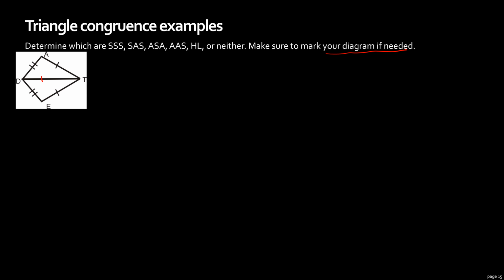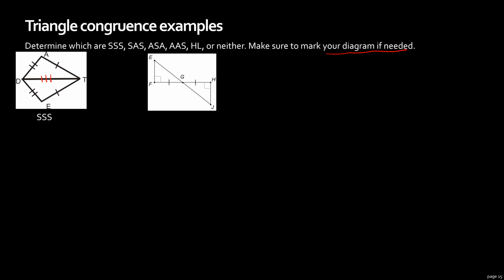So here, I know that by the reflexive property, these 2 triangles share a common side DT. So notice I have 3 pairs of corresponding sides that are going to be congruent. So these two triangles are going to be congruent by side, side, side. So let's take a look at this next example. Are these two triangles congruent?